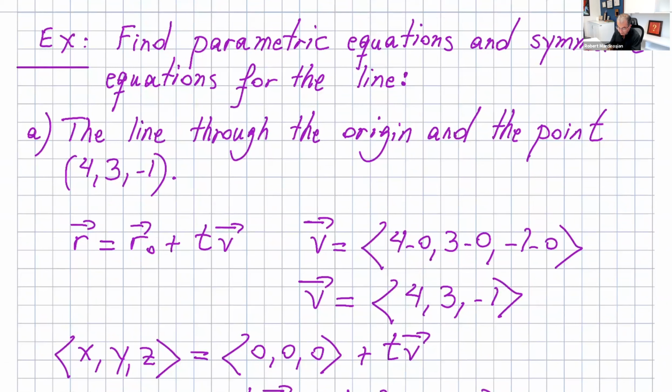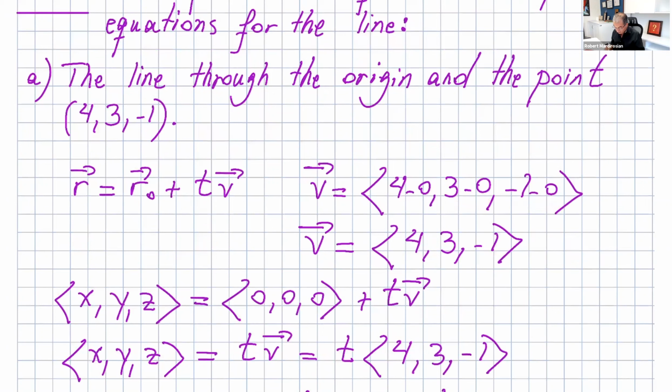Let's do another one. Here are a and b. It says find the parametric equations and symmetric equations for the line. The first one is the line through the origin and the point 4, 3, and negative 1. These are the coordinates of a point on the line, and it passes through the origin too. So if we go directly to the vector equation, we can write r equals r0 plus tv. Now, what is v? Since the line passes through the origin, you can just directly use that point, or if you want to find the components, it is 4 minus 0, 3 minus 0, and negative 1 minus 0. So the components of v are 4, 3, and negative 1.